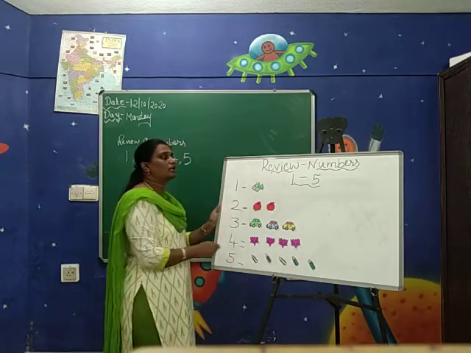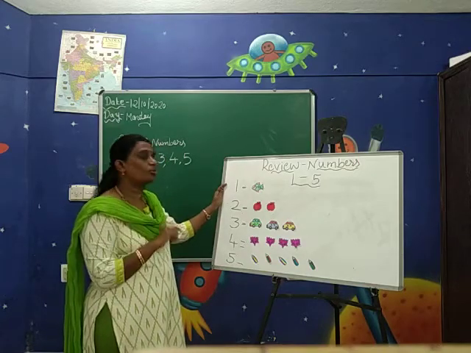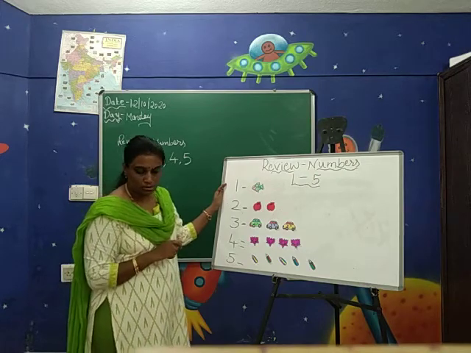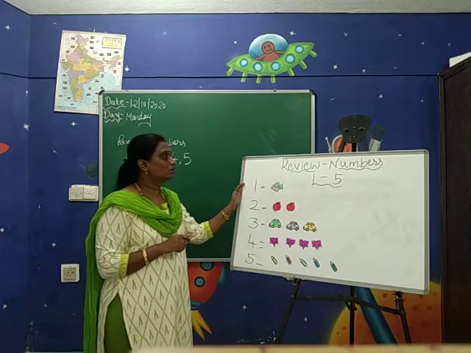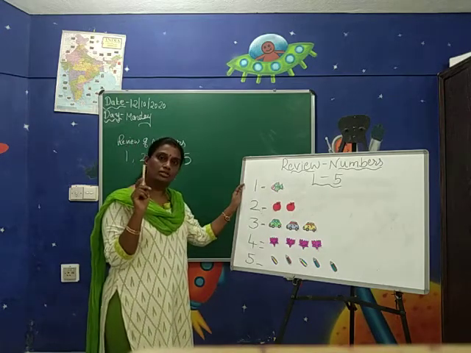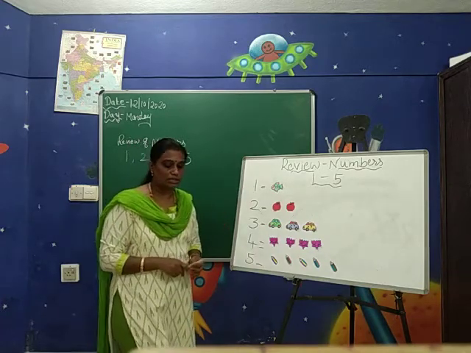So these are the review numbers I have done. I have taught you now with the counting. Same thing you also should do at home, children. I think you will do. Yes. Yesterday we did the activity about number 5, that is, you have to trace the number with a kundan stone, paint, and use it for the counting of the number.